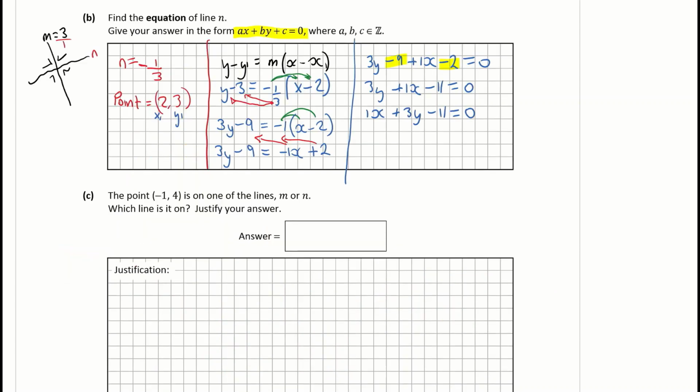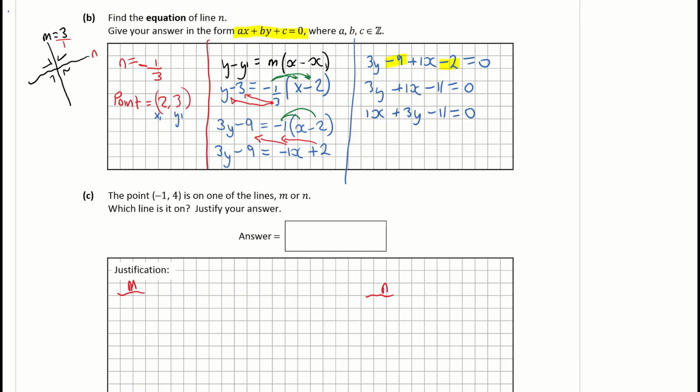The final part of that question, part C, is asking us if the point (minus 1, 4) is on one of the lines, m or n. Which line is it on, and justify your answer. So if a point sits on a line, in order to prove that, we sub the point in for x and y, and you should get your answer to be 0. So what I'm going to do here is take two scenarios. I'm going to take the line m, and then I'm going to take the line n, and I'm going to sub in the point into both of those lines.